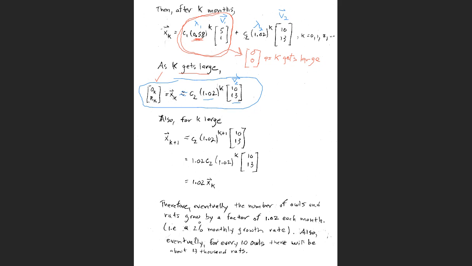Are there any questions up to here? Let me ask you this. What if both eigenvalues were less than 1? I mean, our second eigenvalue, lambda 2, is 1.02. But what if we had two eigenvalues both less than 1? What would happen to the population of owls and rats if both eigenvalues were less than 1?